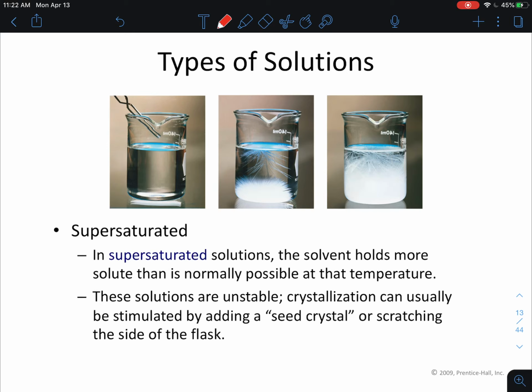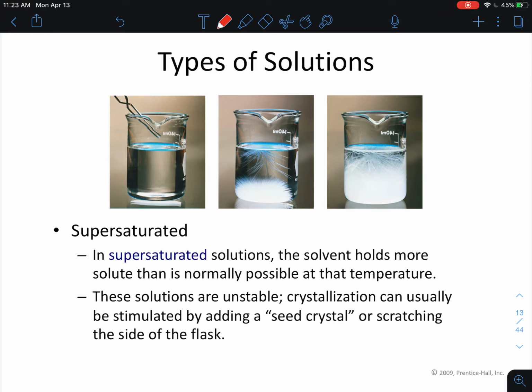So generally speaking, the way that I get a supersaturated solution is at a higher temperature, I dissolve as much as I possibly can and then allow this solution to cool down. So there are times where as I cool back down, I'll get to a lower temperature where now the solvent is holding more solute than it normally would, and that would be a supersaturated solution.